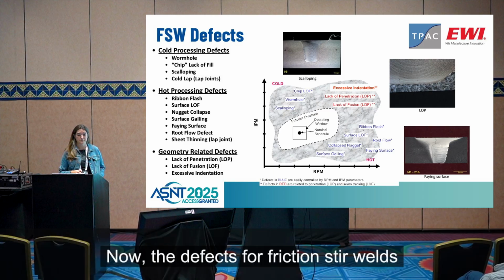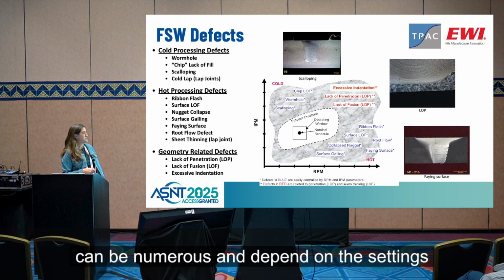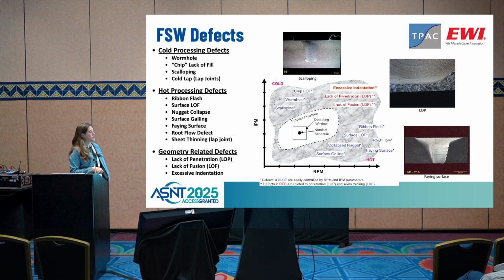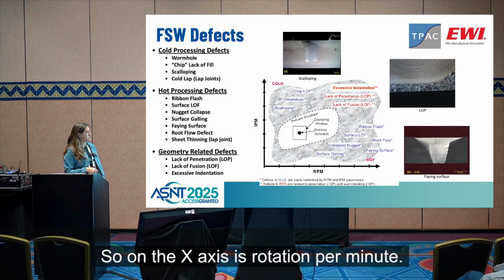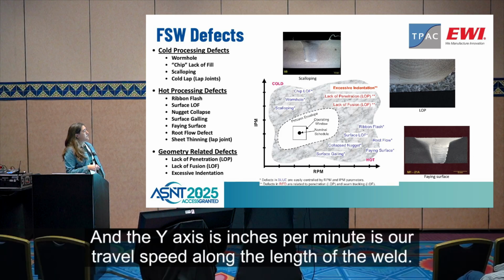Now the defects for friction stir welds can be numerous and depend on the settings that you use in your welding process. So on the x-axis is rotation per minute, so that's the rotation of the tool itself. And the y-axis is inches per minute, is our travel speed along the length of the weld.